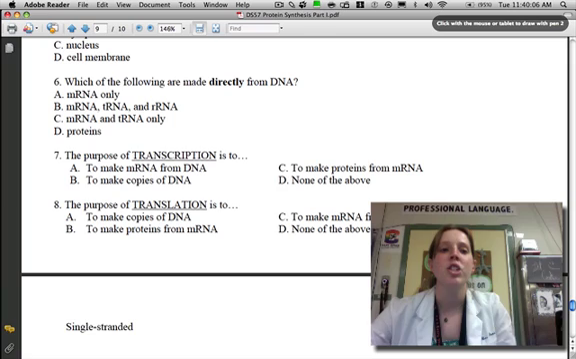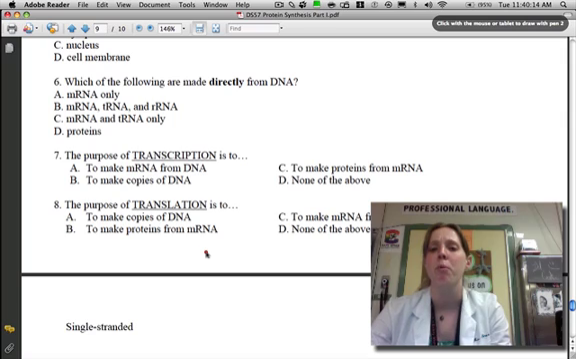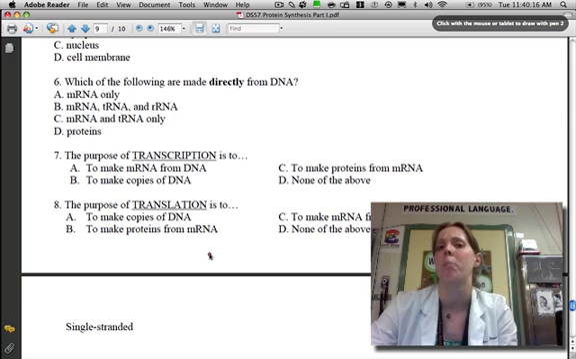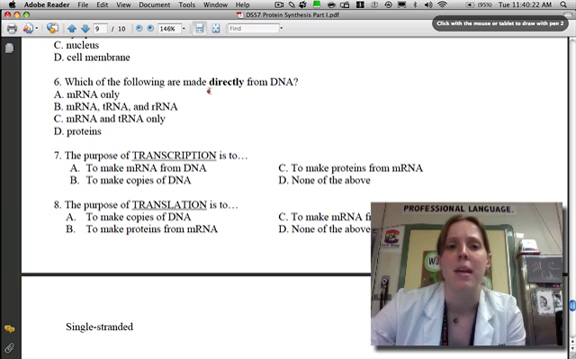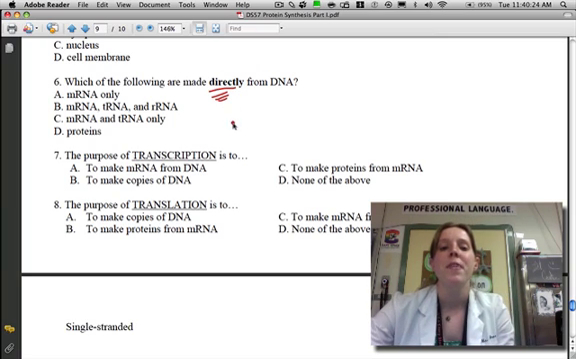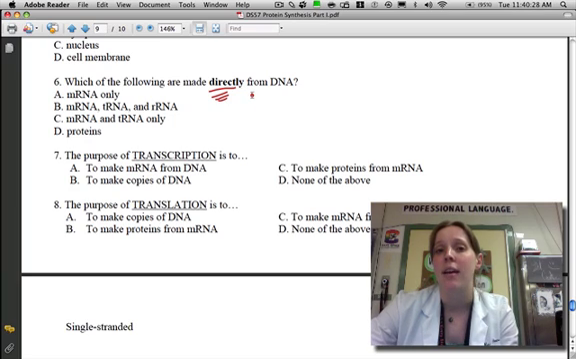Okay, question 6 says, which of the following are made directly from DNA? And I see a few different things listed here. I see mRNA, tRNA, and proteins. And I know that all of these things are important in making a protein. I just need to think about what this word in bold means, directly. So what this word means is that it is something that I use my DNA to make, and probably is going to be made in the same place that my DNA is located, in the nucleus.